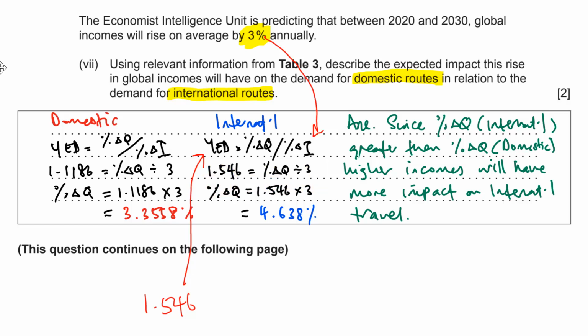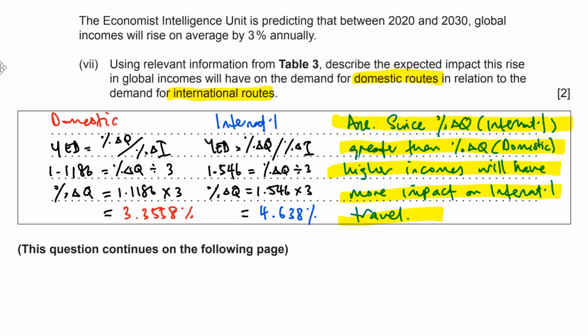So if you raise incomes by 3%, you're going to get a 4.638% increase in the demand for international travel. Now, the question is asking us to analyze the impact of that. So it would say something like, since the percentage change in quantity demanded for international travel is greater than the percentage change in quantity demanded for domestic travel, higher incomes will have more impact on international travel, or something to that effect. So yes, you get a couple of marks for doing that particular question.